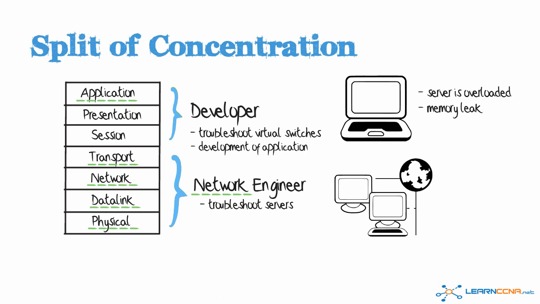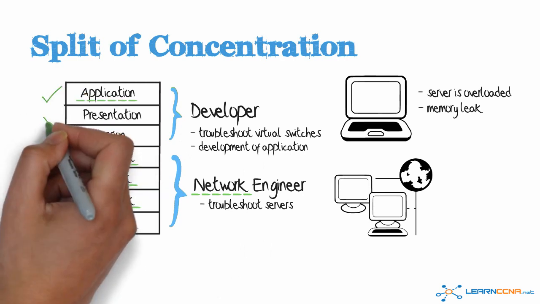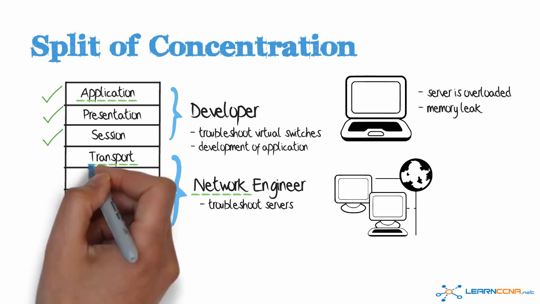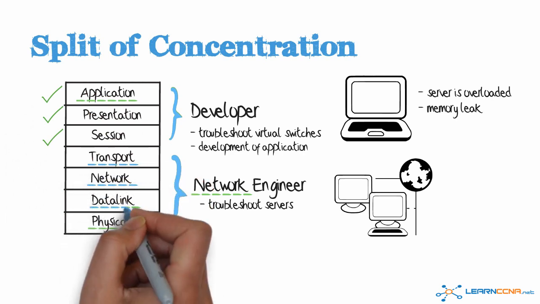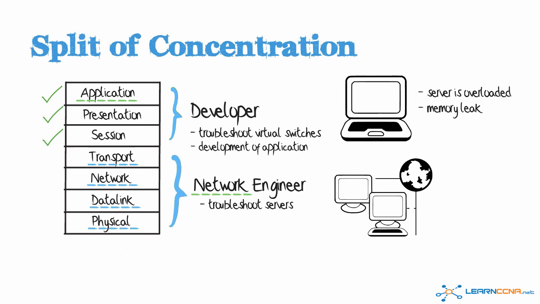So I'm going to start off with a brief overview of layer 7, 6, and 5, and then we'll look at the transport, network, data link, and physical layers in a lot more detail.